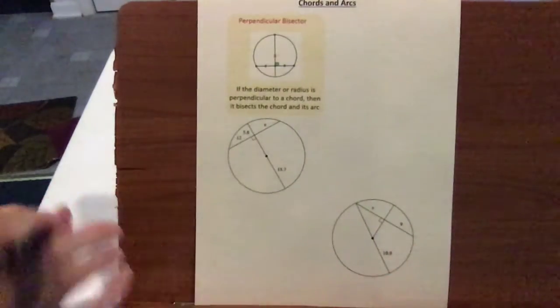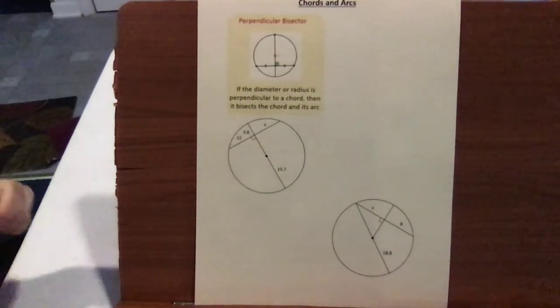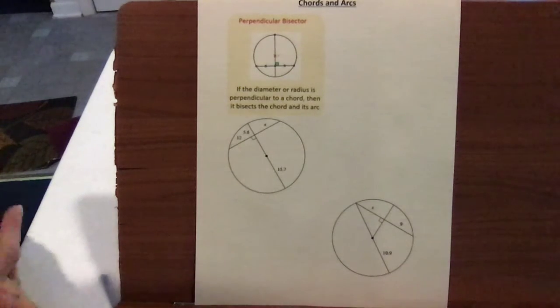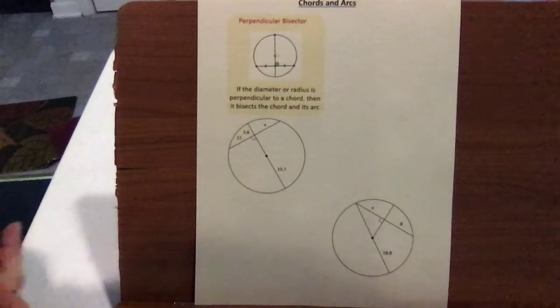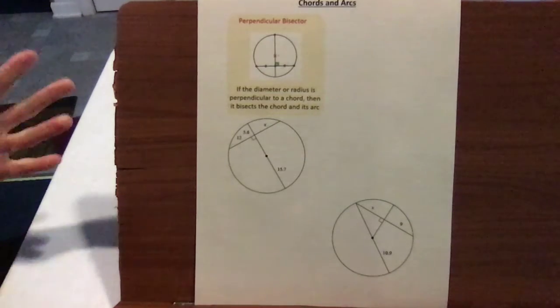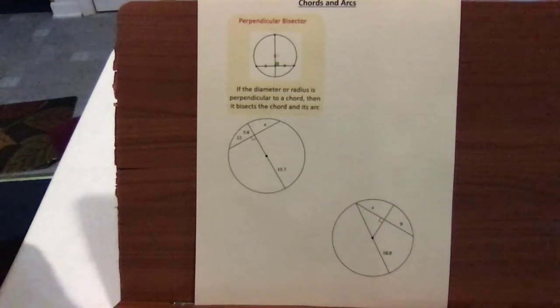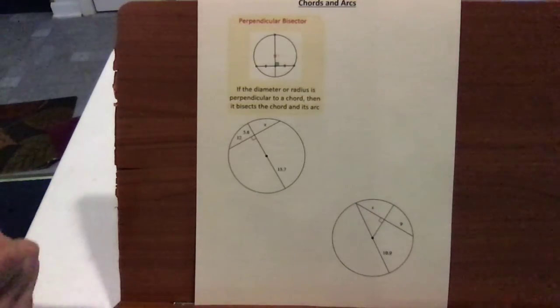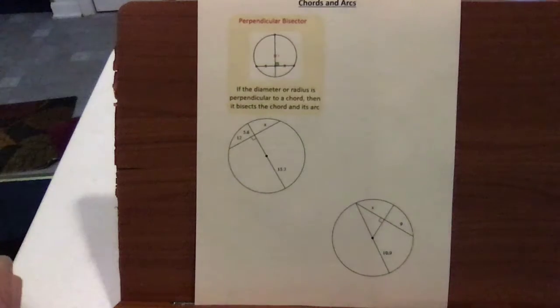Now, the last piece of relationships between chords and arcs is perpendicular bisectors. The longest chord in a circle is the diameter. Just FYI, it splits your circle into semicircles, so each arc is equal to the other, and each one of them, of course, would be 180 degrees.